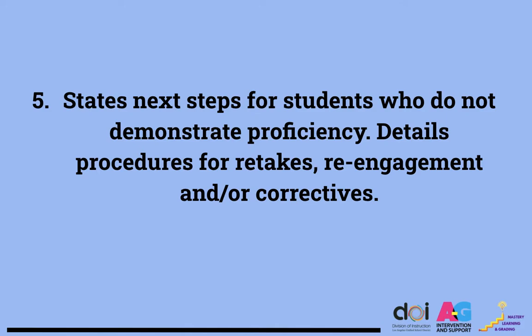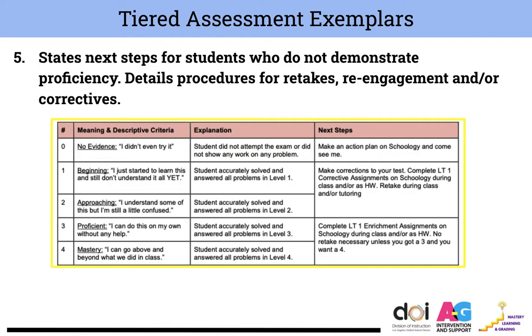Finally, for a proficient tiered assessment, it must state next steps for students who do not demonstrate proficiency. It may detail procedures for retakes, re-engagement, or correctives. In this example, the teacher has included a column called Next Steps.